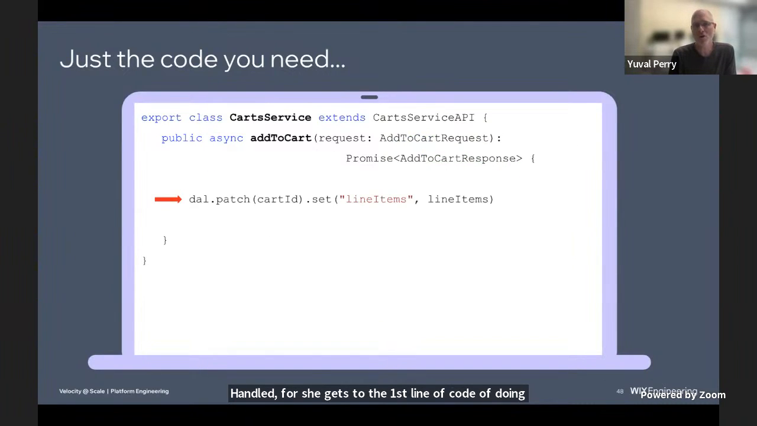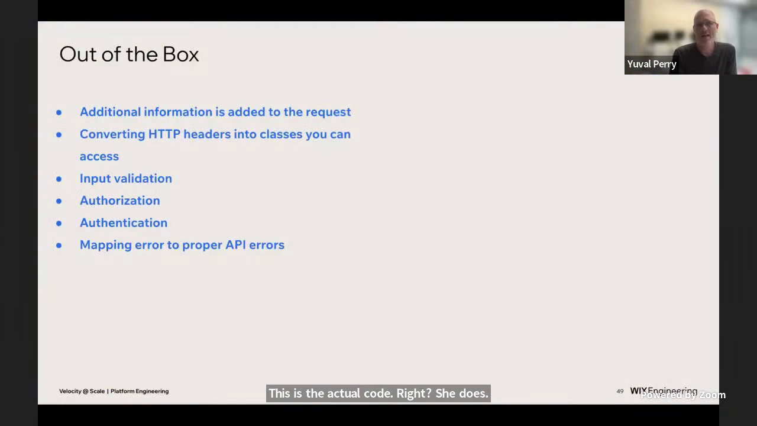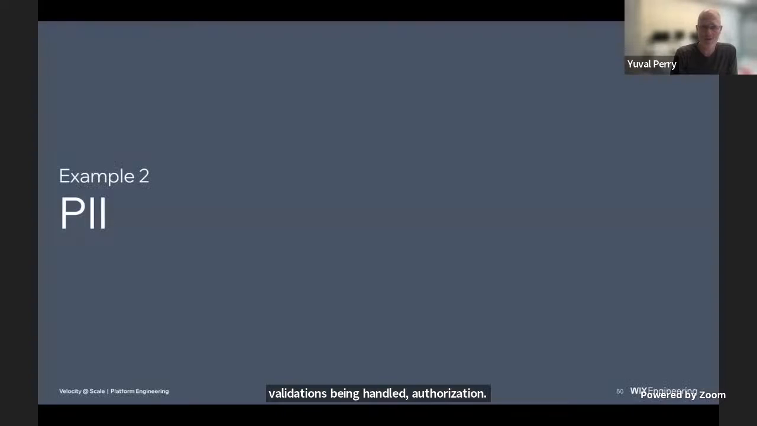This is the actual code, right? She does DAL and then adds the item itself. And what does she get? She gets all the conversions from HTTP headers to a real class, and then input validations being handled, authorization, authentication, and mapping it to proper API errors, right?